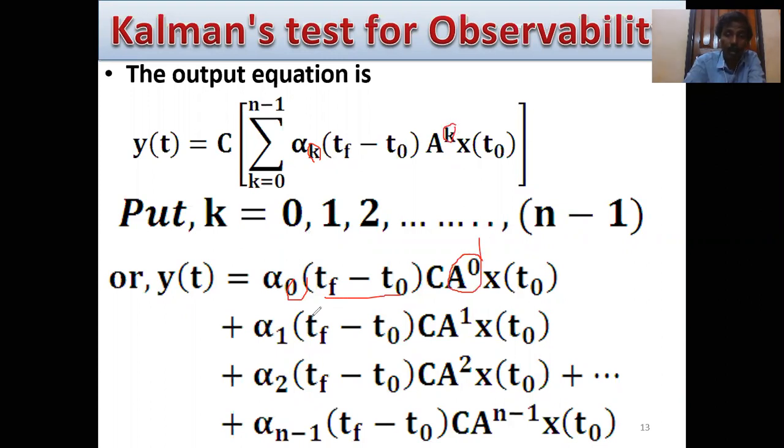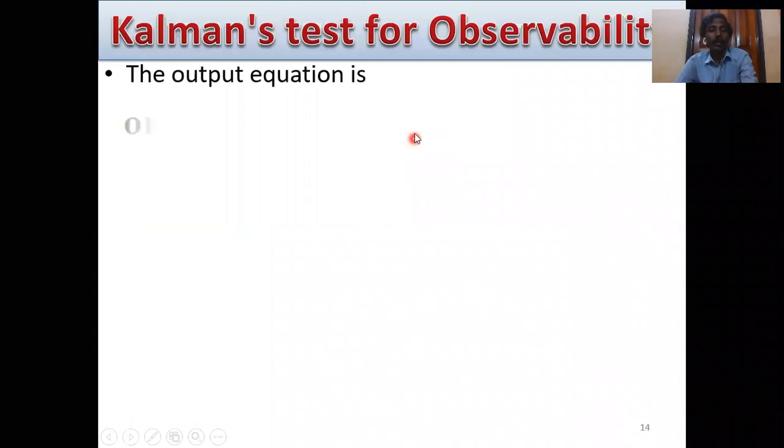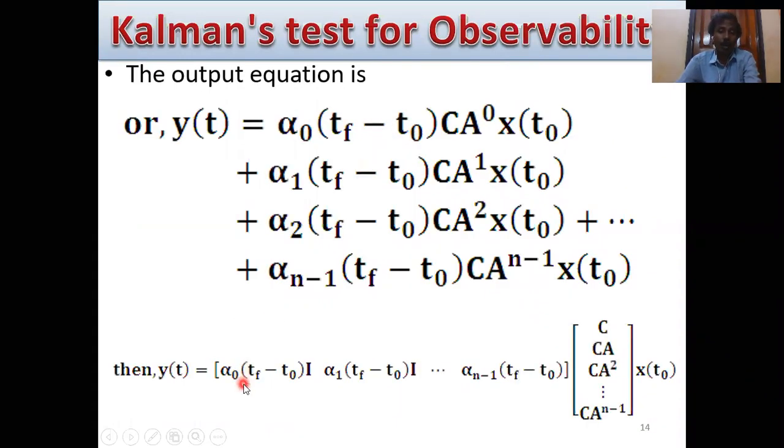For the second value put k equals 1, then k equals 2, and so on up to alpha n minus 1 of tf minus t0 times C A to the power n minus 1 times x. Then the output equation is: the row of alpha 0 of tf minus t0, alpha 1, alpha 2, up to alpha n minus 1 of tf minus t0, times the column C, CA, CA squared, up to CA to the power n minus 1, and finally x of t0.